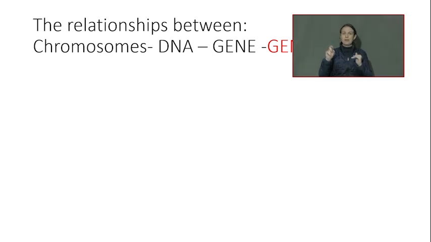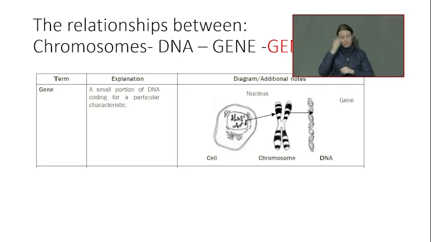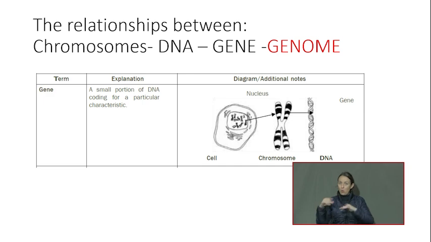Then you must know the relationship between DNA, a gene, and a genome. The difference. So a gene is a portion of DNA on a chromosome, which codes for particular characteristics. Whereas DNA, we know that it is the one that carries the hereditary information. Then genome is the what? Is the mapping of all the genes. So you must know the full definition of what a genome is.